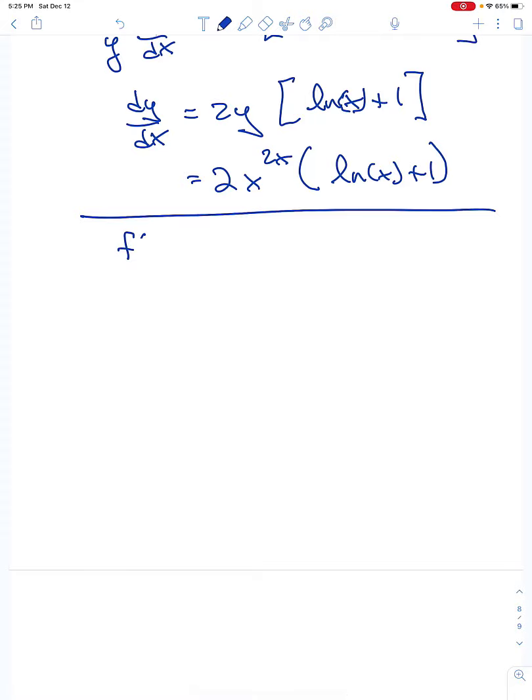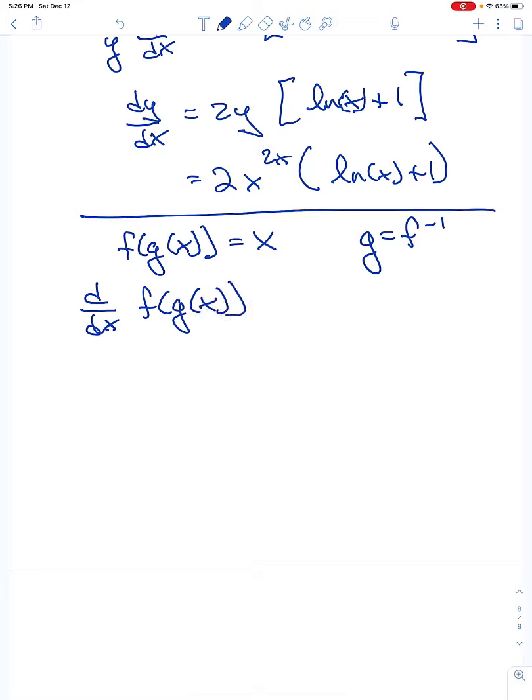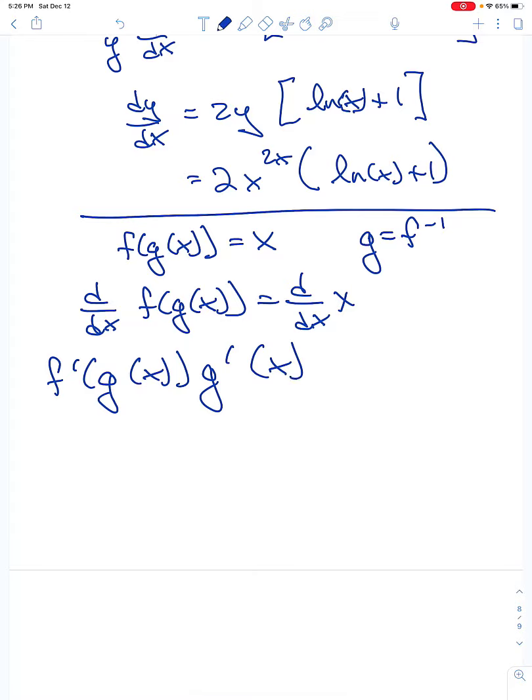Normally, when you compose 2 functions, the order matters, except for when the 2 functions are inverse functions of each other. Then the order doesn't matter. I'm going to let g be f inverse to make the notation nicer here. If I take the derivative with respect to x of both sides, by the chain rule, I get f prime of g of x times g prime of x on the left-hand side. On the right-hand side, I get 1.